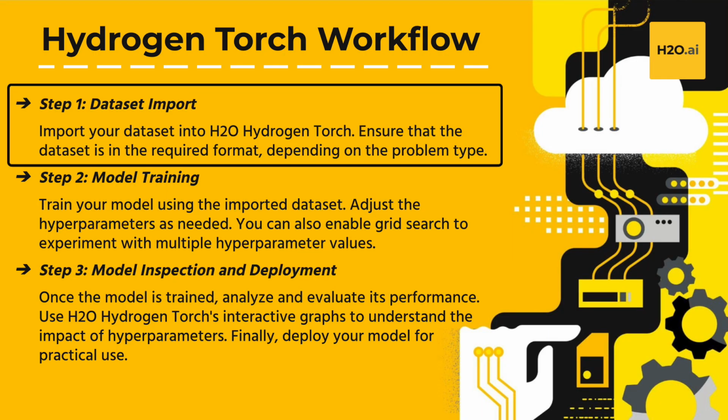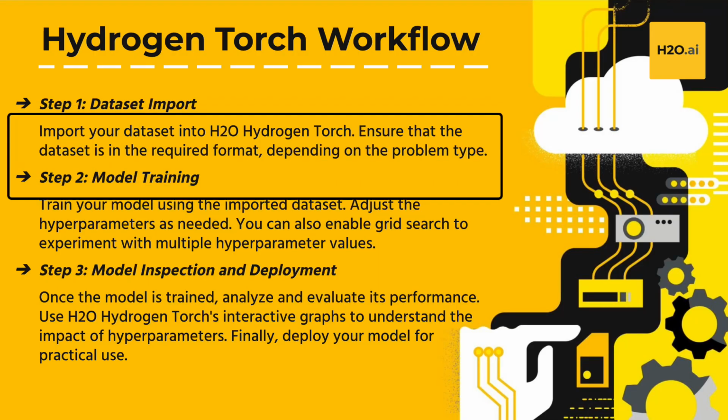Step 1. Dataset Import. The initial step in the experiment flow involves importing the dataset specific to your experiment into H2O Hydrogen Torch. It is essential to construct the dataset in the required format depending on the problem type you aim to solve. H2O Hydrogen Torch offers a range of preprocessed datasets as references, showcasing the supported problem types and the corresponding dataset formats.